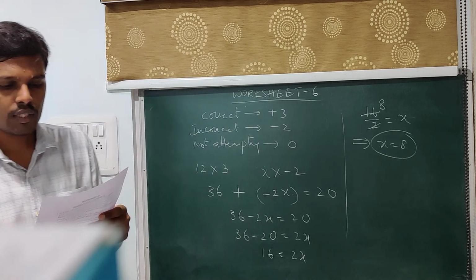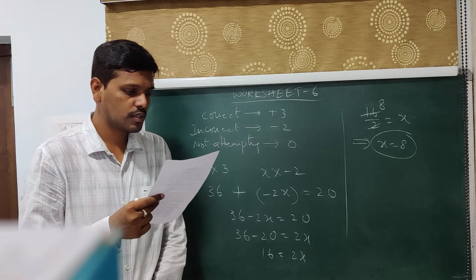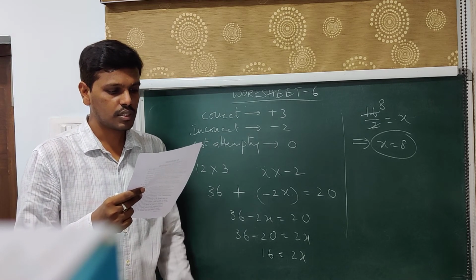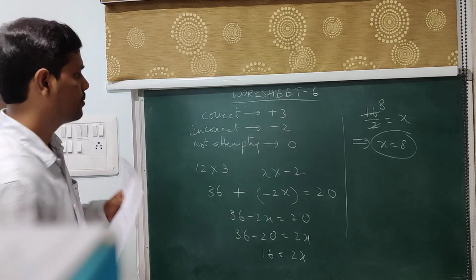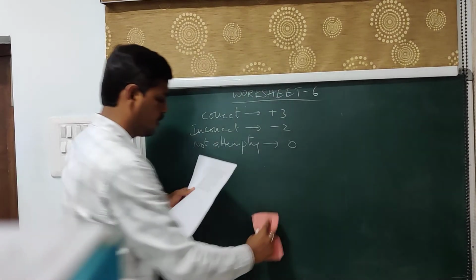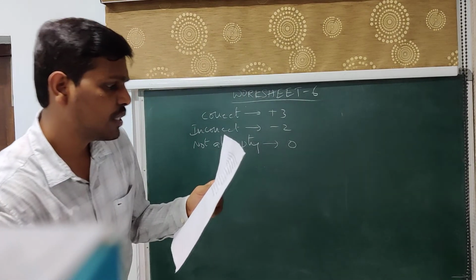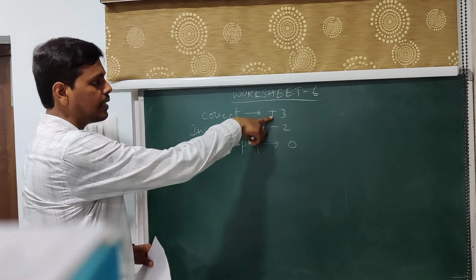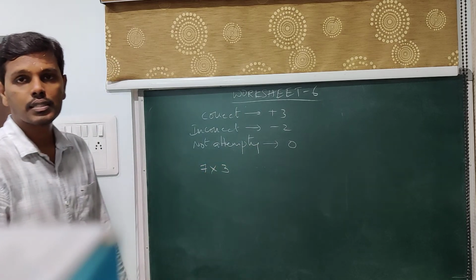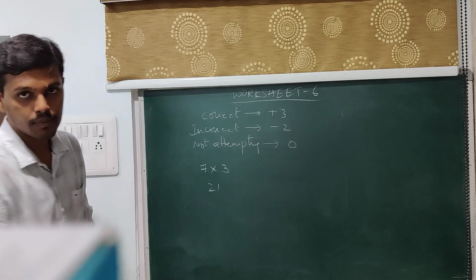Next. Mohani scores minus 5 marks in this test, though she has got 7 correct answers. How many questions has she attempted incorrectly? Okay, so she has written 7 correct answers. For one correct answer she is going to get 3 marks. For 7 correct answers she is going to get 7 into 3, which is 21 marks.